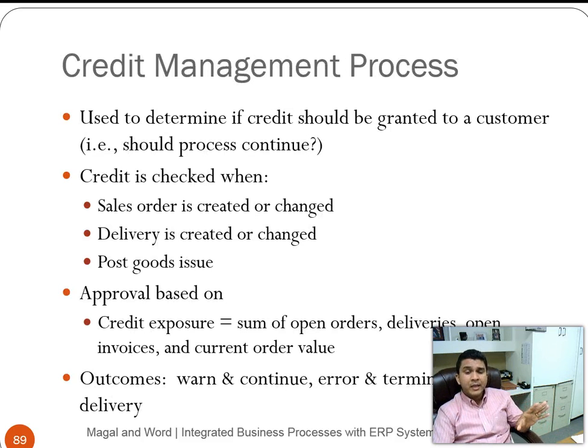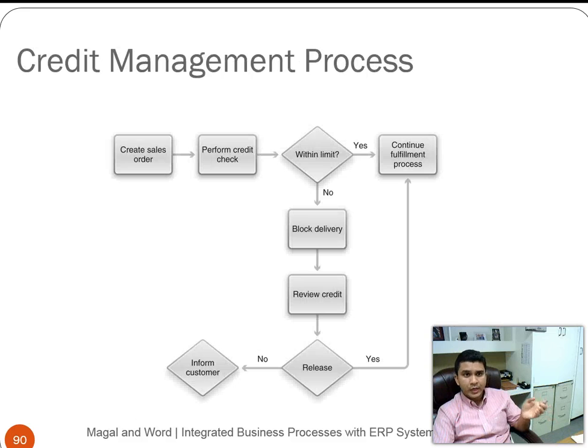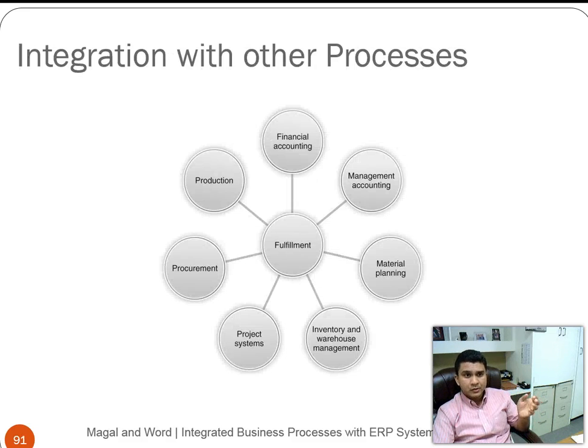Then this is the credit management process, used to determine if credit should be granted to a customer. This is also part of your fulfillment process, or your sales and distribution, or your order to cash. These are the steps in the credit management process. Of course, this is one of the most generic versions. A company could have a more complicated process than this. So these are the integration points.